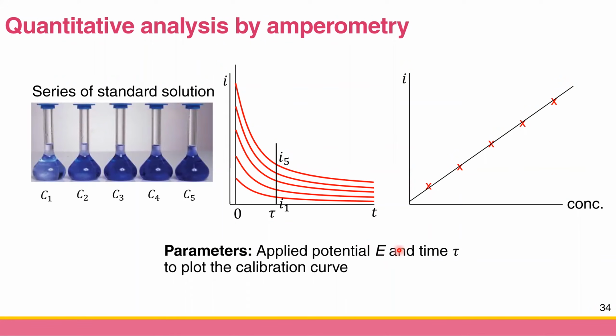And the second point, you have to choose the time to plot the calibration curve. For example, if you use too long a time, like if you choose something like this, your calibration curve will have a smaller slope, which we don't want. But if you choose the time too early, like here, then maybe it has a lot of noise, something like that. So in real life, you have to optimize the applied potential E, and you have to optimize the time tau to plot the calibration curve. All right. So this is the quantitative analysis by amperometry.